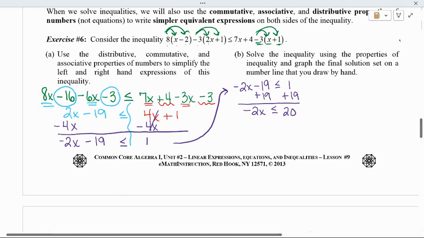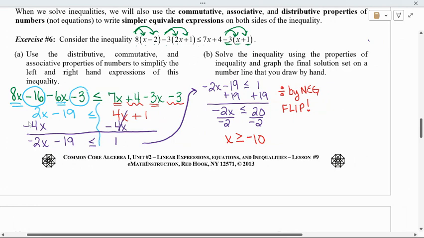Victoria, what do you want to do next? Divide both sides by negative 2. Uh-oh. What are we doing? Yeah, we're dividing by a negative. What does that mean? Flip it. So x is now greater than or equal to, what is 20 divided by negative 2? Negative 10. It asks us to graph this.